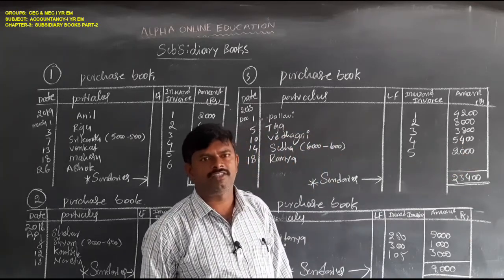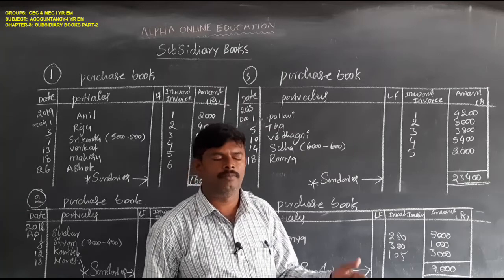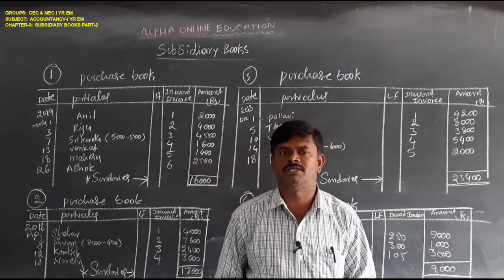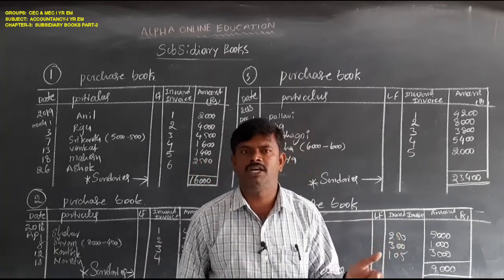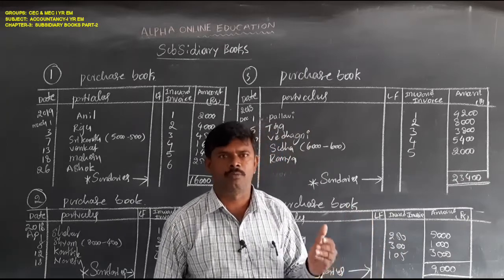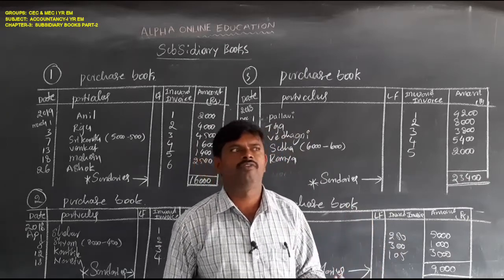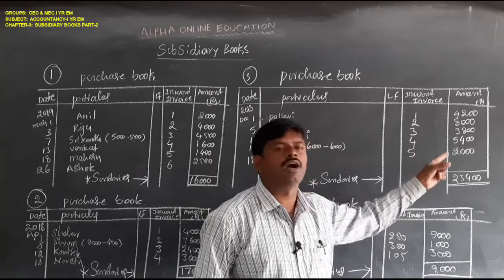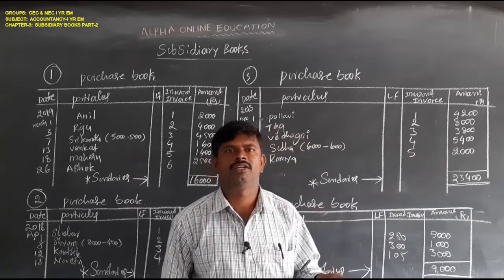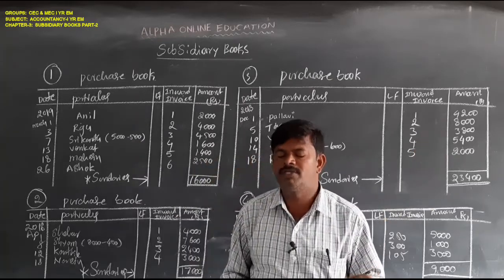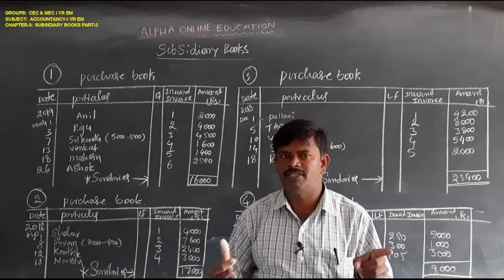So if any trade discount is there, in case of purchases, the discount must be deducted from the price of the commodity. The remaining amount will be recorded in the amount column. This is the condition you must compulsorily remember at the time of preparing purchase books.